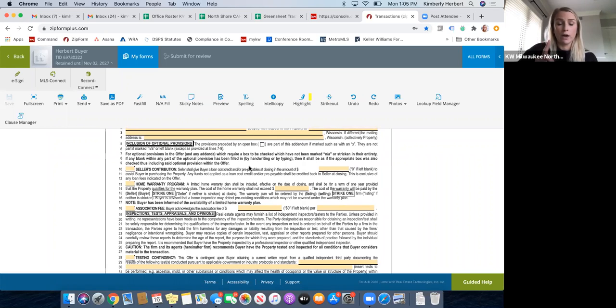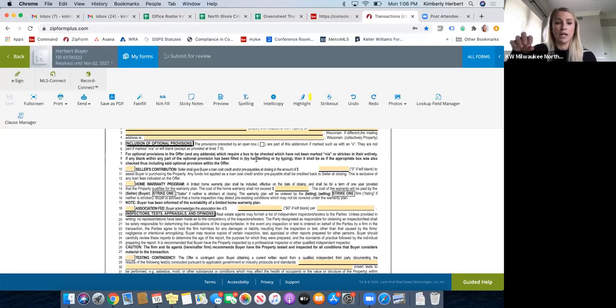I do want to quickly point out, because this came up last week, and this is referenced in the offer to purchase. Lines 5 to 6 state that the provisions preceded by an open box are part of this addendum if marked such as with an X. They are not part if marked NA or left blank, except as provided on lines 7 to 9, which states, for optional provisions in the offer which require a box to be checked which have not been marked NA or stricken in their entirety, if any blank with any part of the optional provision has been filled in, then it shall be as if the appropriate box was also checked, thus including said optional provision with the offer.